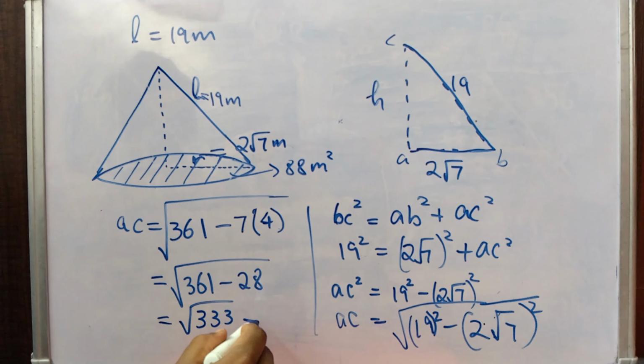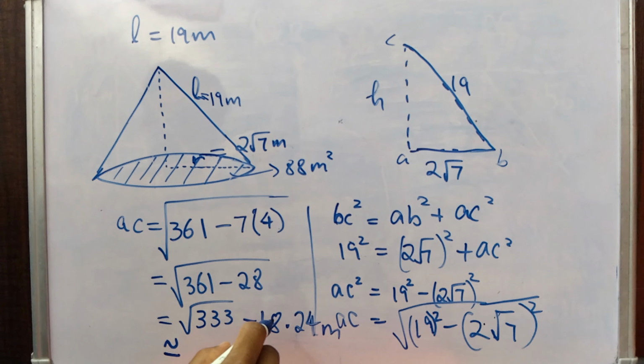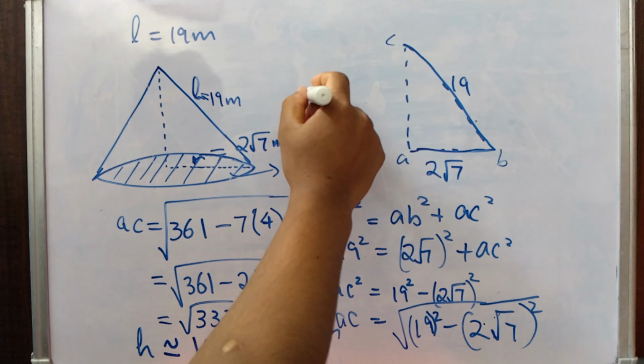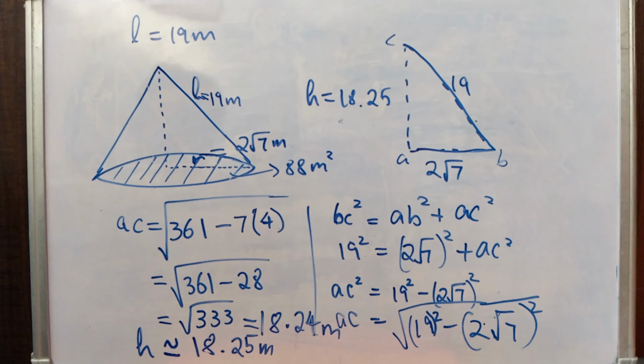So it is equal to the square root of 333, which is nothing but 18.24 meter. If you calculate, you will get 18.248, so we can approximate it to be 18.25 meter. So AC is nothing but the H. H we have found to be 18.25. So you can conclude your answer saying that the height required for the conical tent is equal to 18.25 meter.